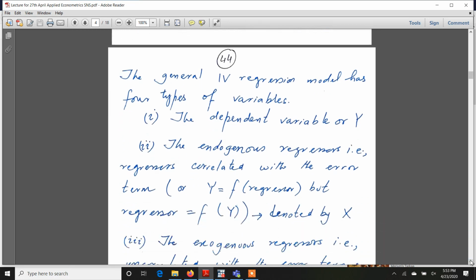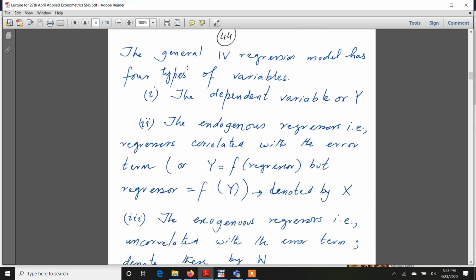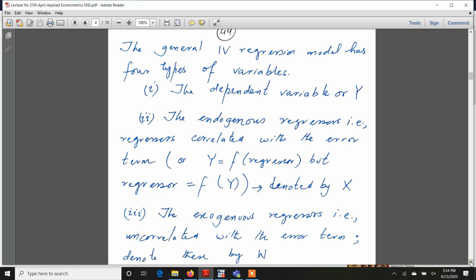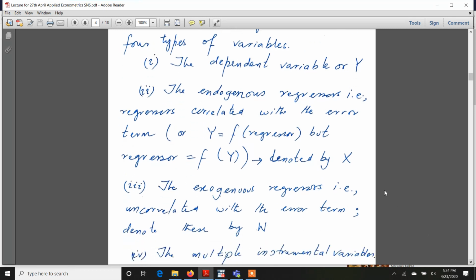The general instrumental variable regression model has 4 types of variable. So just get yourself acquainted with the terminology. The dependent variable is generally called Y, the endogenous regressor denoted by X. What is an endogenous regressor? That is a regressor that is correlated with the error term, right? And why is it generally the case?